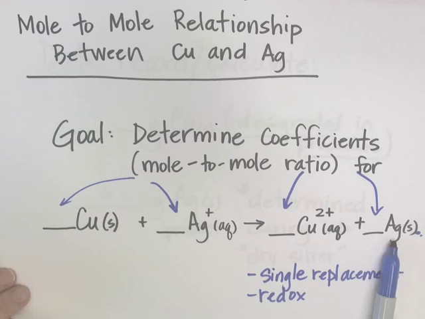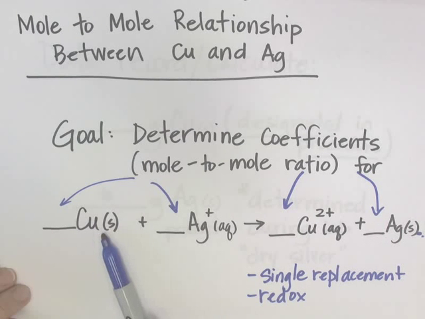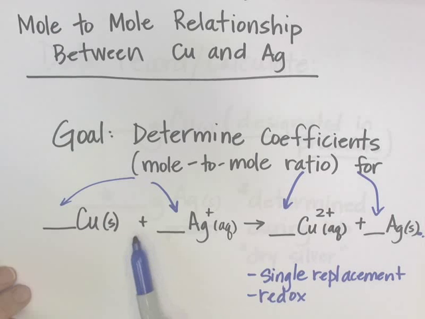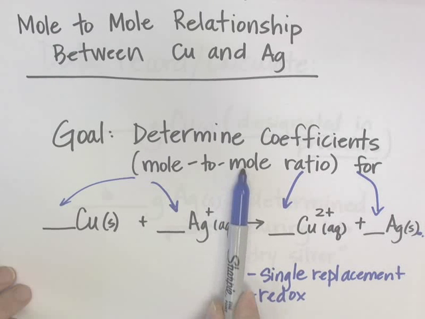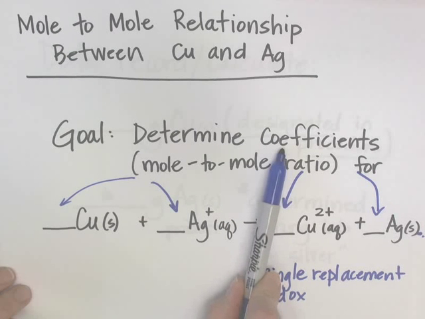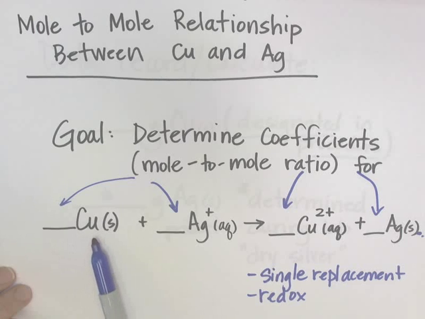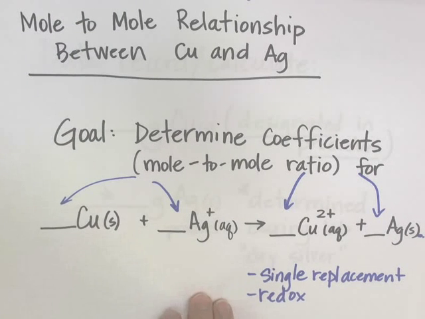solid. So we're going to collect enough experimental data to find the mole ratio here between the copper and the silver, and since the mole ratio is what we find as coefficients in a balanced equation, we'll then be able to write the balanced equation with the numbers that we find.